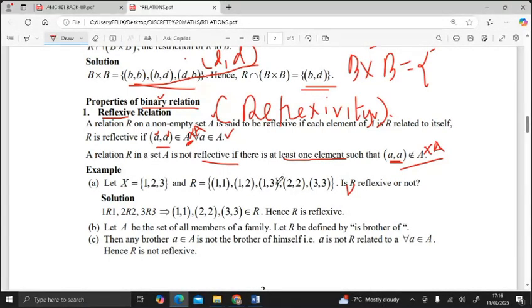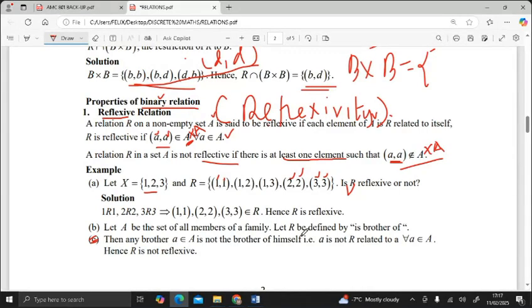We have the set X, which is 1, 2, 3. And the relation given here is (1,1), (1,2), (1,3), (2,2), (3,3). So for every member of X, we see that every member is related to itself. One is related to itself. Here you see 2 is related to itself, and 3 is related to itself. And therefore, we say that this relation is reflexive. And that is exactly the argument that we presented here.